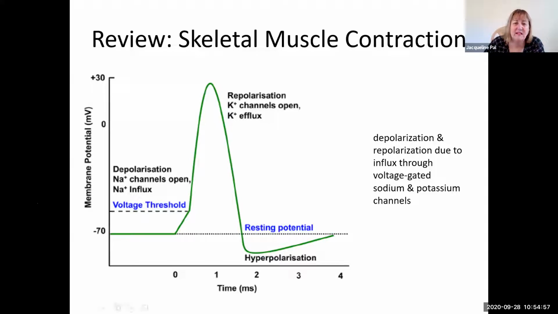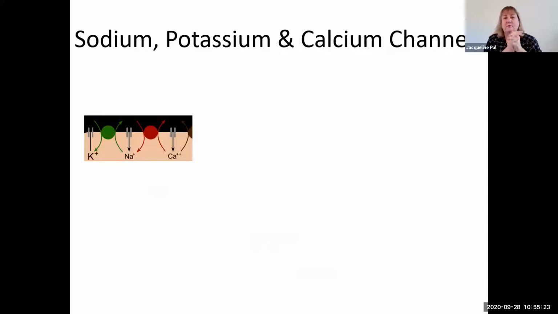Because the potassium channels are a little bit leaky, it will take some time, but we will get back up to our resting membrane potential. As I said, this entire process takes about 0.4 of a second. So that's skeletal muscle, which most of us know pretty well from spending a lot of time on it in physiology. Now let's see the differences between that and cardiac muscle.